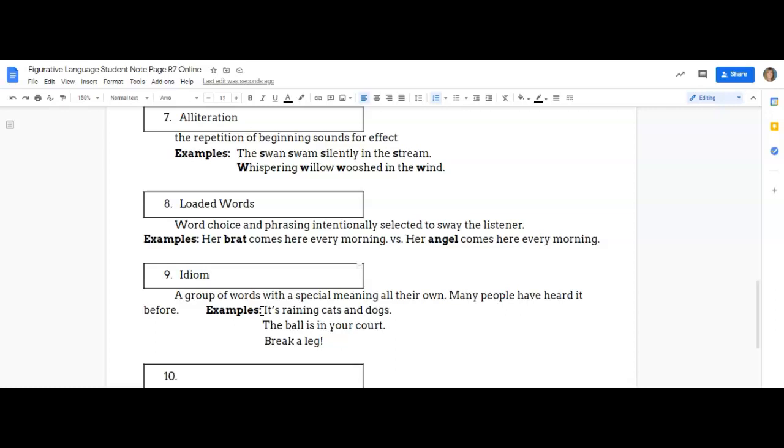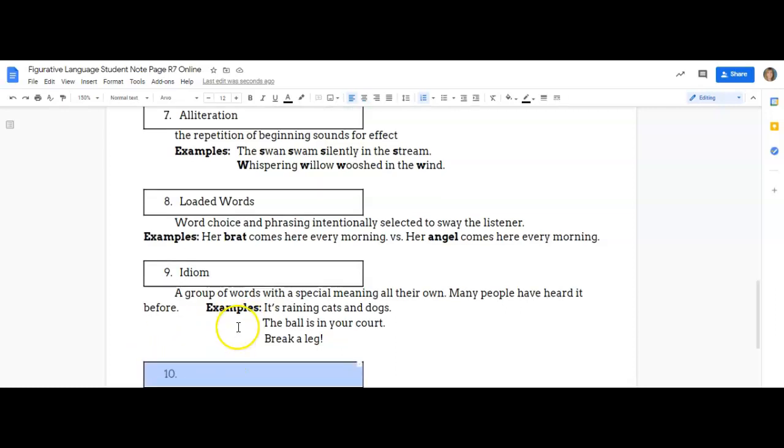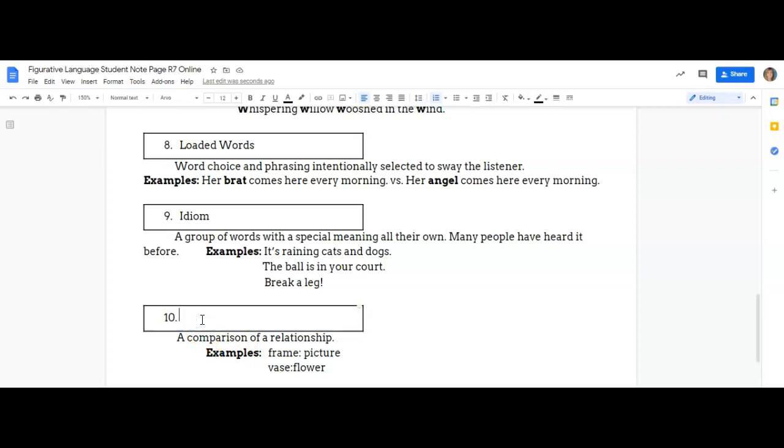The ball's in your court. I'm waiting for you to make a move or to talk. Go break a leg. Go do a good job on a performance. Those are all examples of idioms, words and phrases that people have heard again and again.